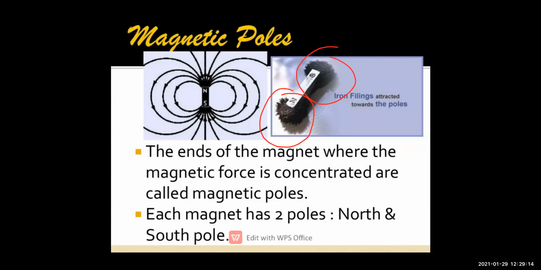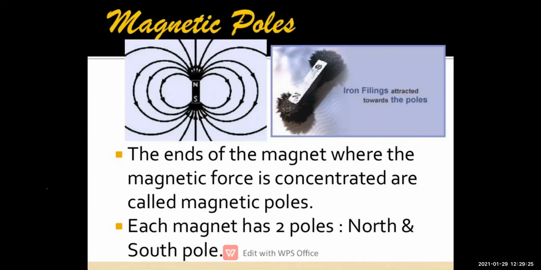And in this slide also we came to know that the magnet has two different poles, that is north pole and south pole. So we came to know about the north pole and south pole.